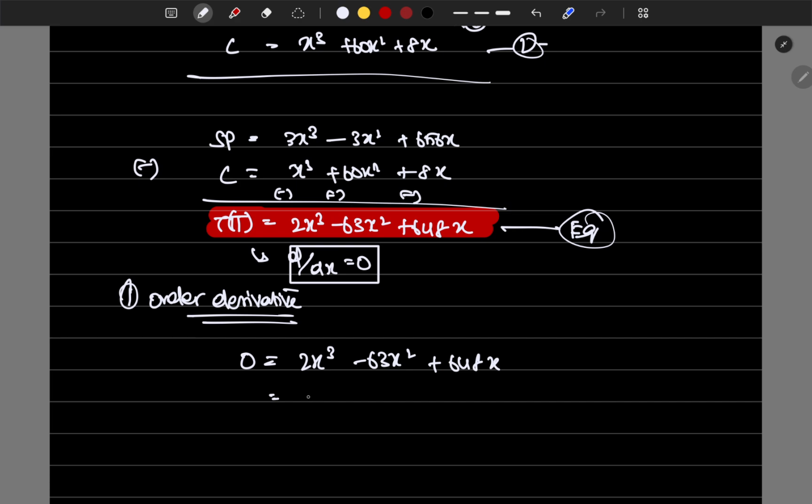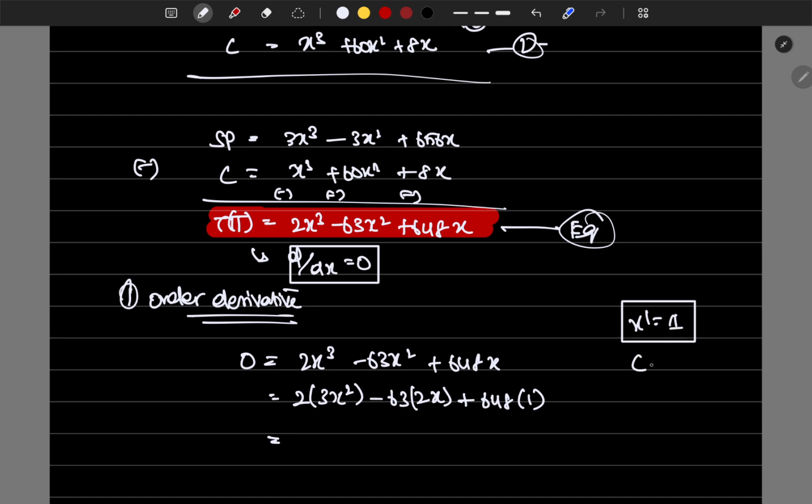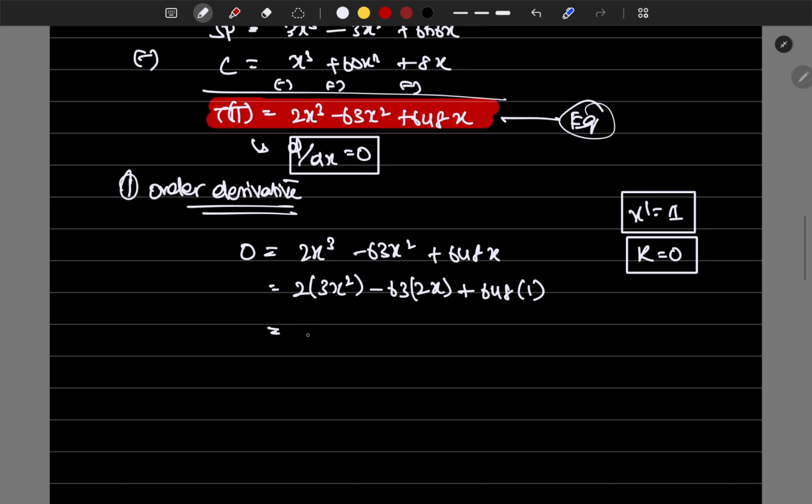What you have to do is 2 into 3x power 2 minus 63 into 2x plus 648, x becomes 1. x power 1 is 1, right? This is what we apply. If there is any constant value, it becomes 0. So 6x square minus 63 into 2, which is 126x plus 648, is the equation we found.